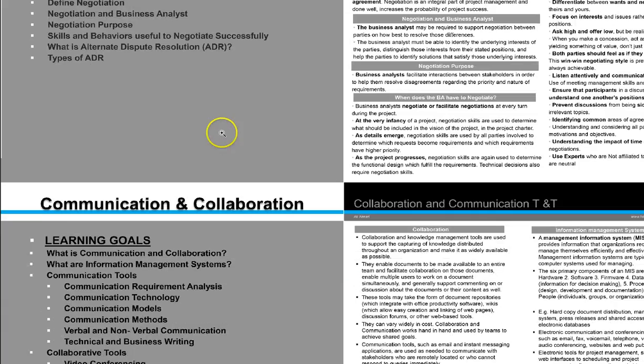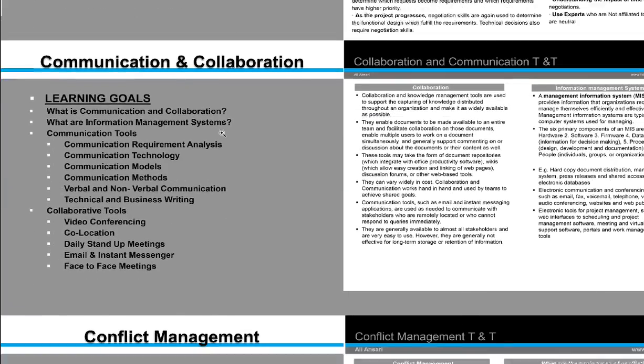The other knowledge and skills which is very important for a BA is communication and collaboration. Now, a BA is primarily working with all stakeholders to get the requirements, and those requirements have to be communicated to the team members so that the requirements are developed correctly. So communication is key over here.